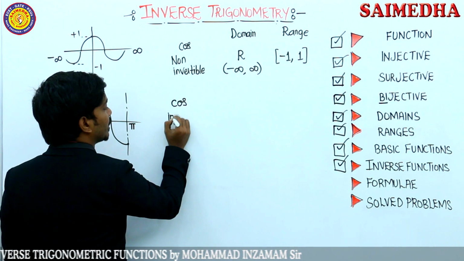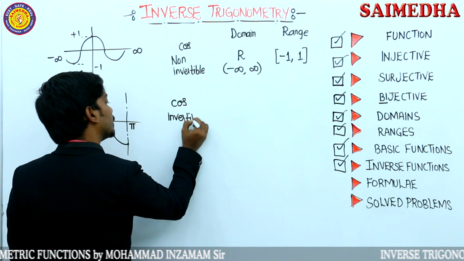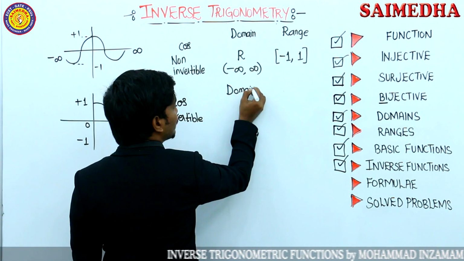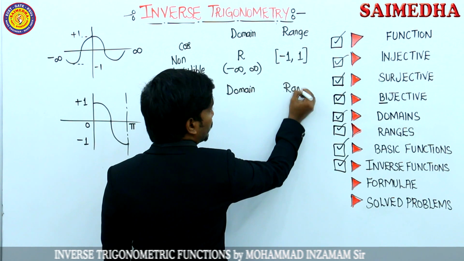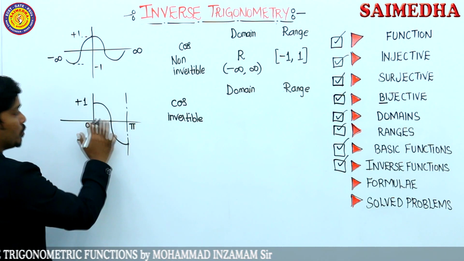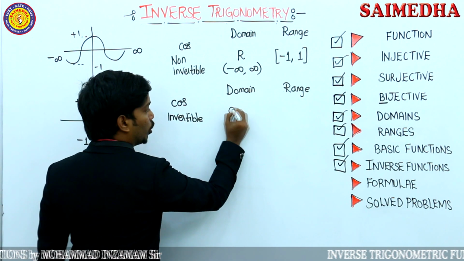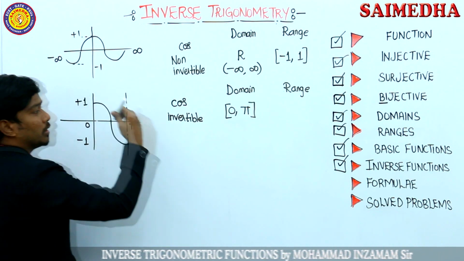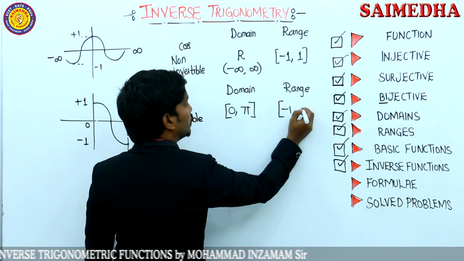This one is which cos, guys? Invertible cos. Invertible cos ki ippudu manam ememi rayali? Domain and as well as what? Range. Domain is the x value. What is the x value, guys? 0 to pi. What are the y values? Y values are minus 1 to plus 1.